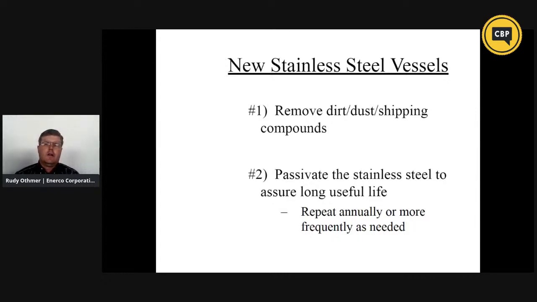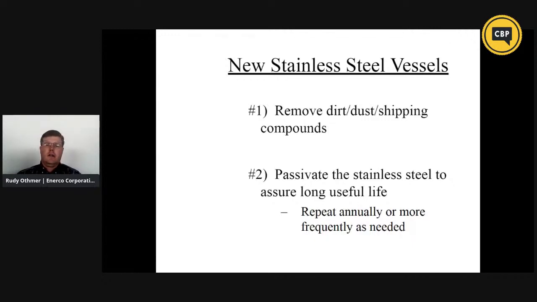Some have thick, greasy shipping compounds on them, and your regular everyday alkaline CIP product may not be enough. You may need product with a higher amount of solvent character in it to remove your shipping compounds. Second step on your new stainless is make sure that the surface is well passivated before you use it. That's going to assure that your capital equipment is going to last you as long as you would like it to, as long as it should last.